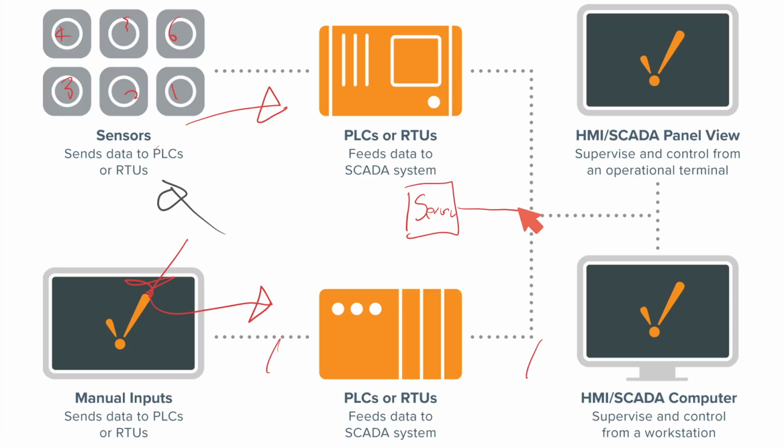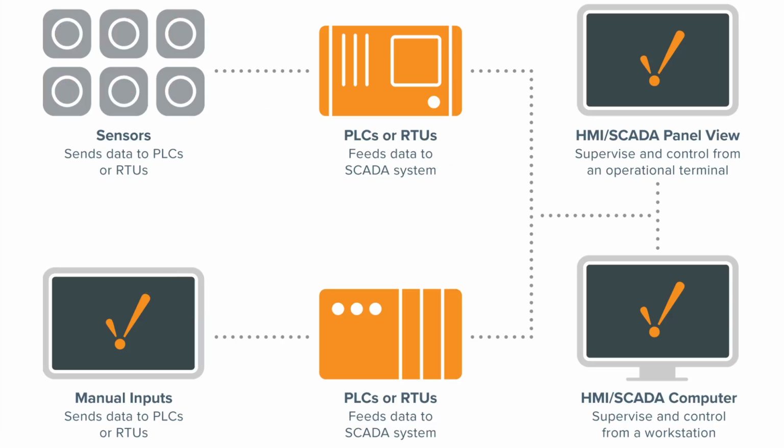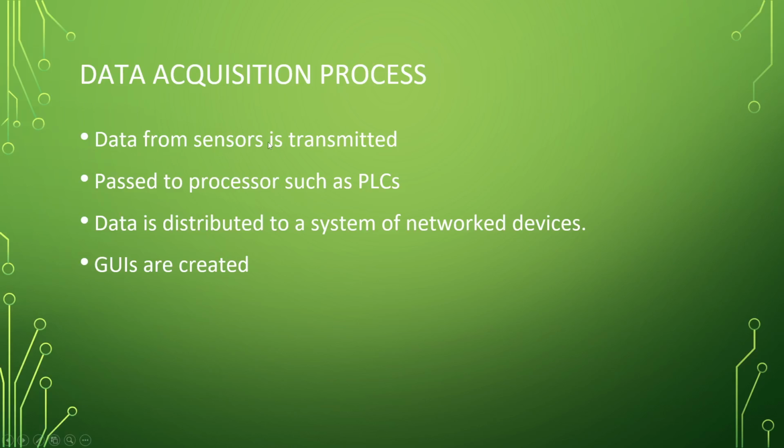All right. So how does this actually work? So the process. Data is transmitted from the sensor. And that's going to get passed to processors such as a PLC or an RTU, as we've talked about. After that, that data is then distributed to a system of network devices. And this could be directly to the HMI. Most likely, HMIs are directly connected to your PLC. They're an Ethernet connection, and you've programmed your HMI just like you've programmed your PLC.